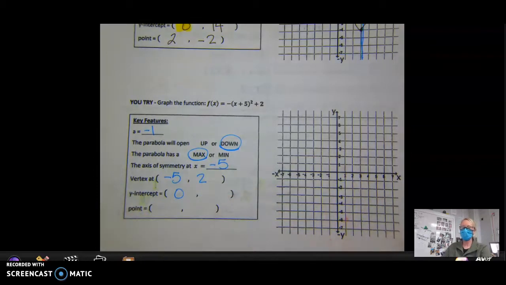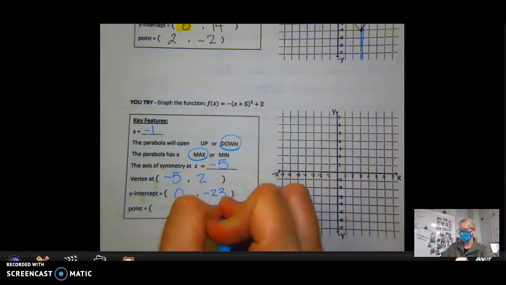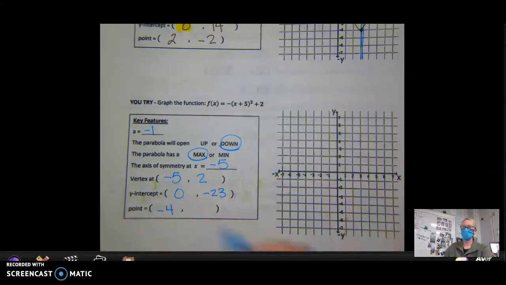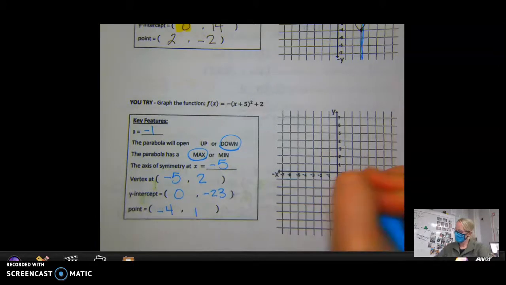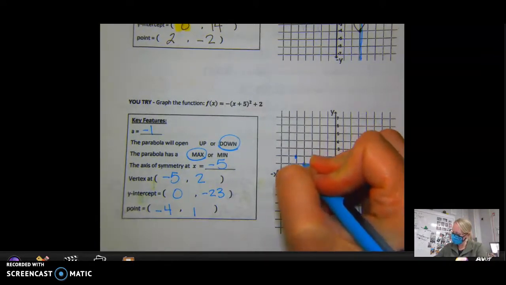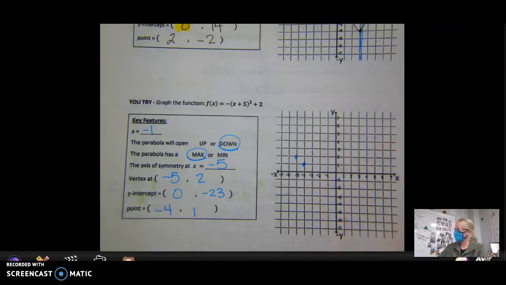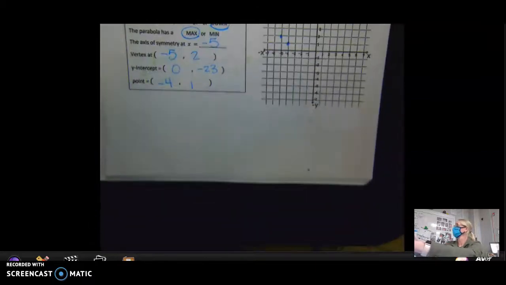Y-intercept, plug in 0, and I get what as an output? Another point, a good one would be -4 because it's close to my vertex. If I plug in -4, what do I get for an output? So -5 up 2, -4 up 1, 0 down here all the way far down.